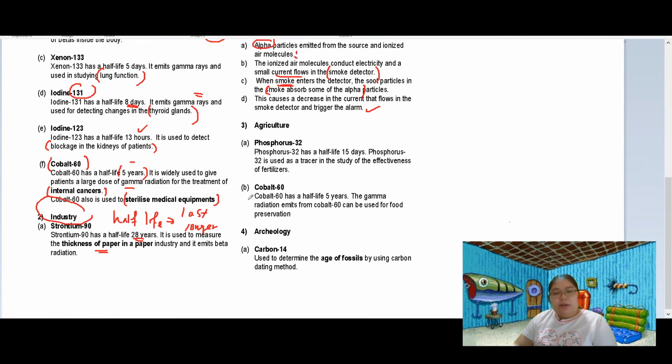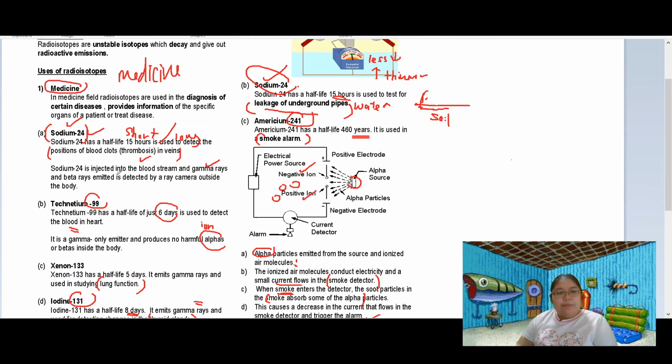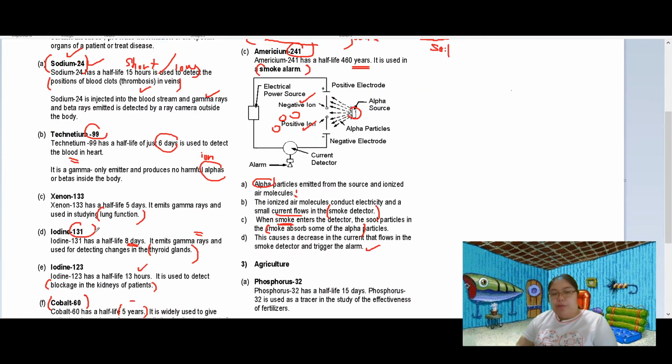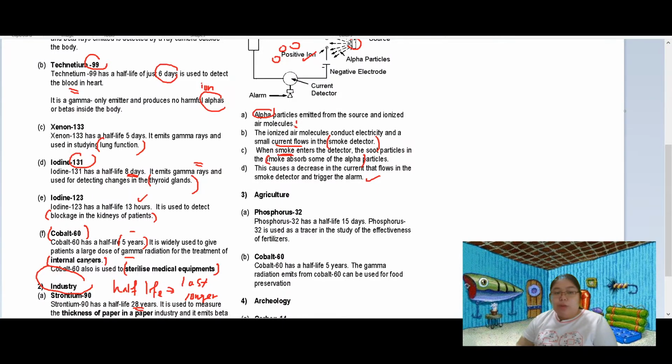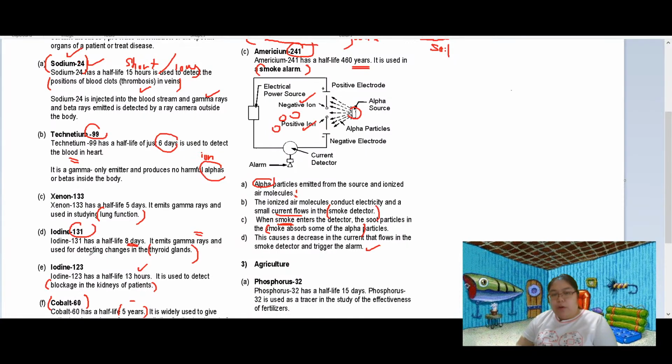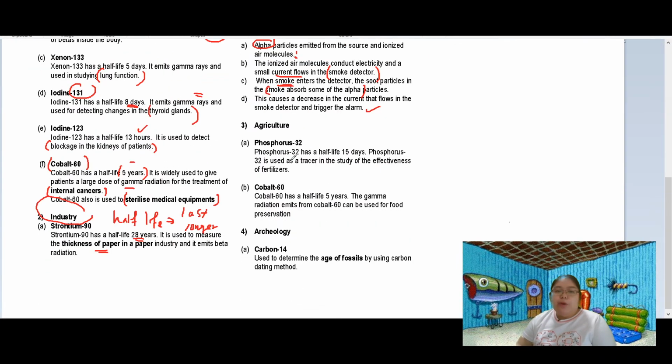Okay, the next one should be agriculture. Before that, we learned medic. Medic, remember, because sodium-24, technetium-99. After that we have xenon-133, iodine-131, iodine-123, and cobalt-60. After that is industry. In industry, we have strontium-90 for the thickness of paper. Then we have sodium-24 again for leakage in underground pipes. Then we have americium-241 for the smoke detector. Okay, now we go to agriculture, the third part.